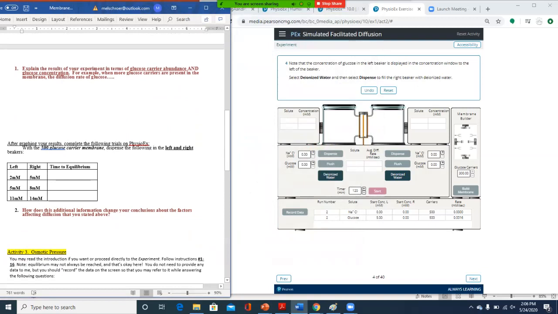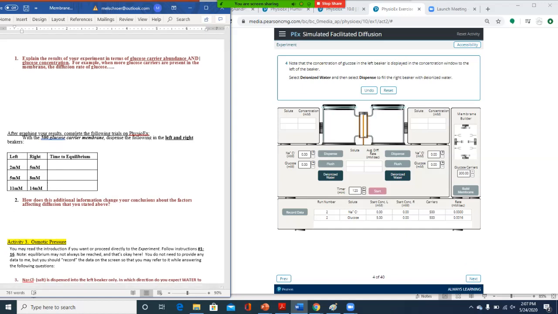So essentially, the goal of this particular activity is to figure out what factors affect the rate of glucose diffusion, or just diffusion in general. And so you are going to talk about the results that you got from this Mastering A&P program in terms of glucose carrier abundance. So as the number of glucose carriers increases in the membrane, the rate of glucose diffusion across that membrane is going to increase or decrease. That is what you will be talking about here.